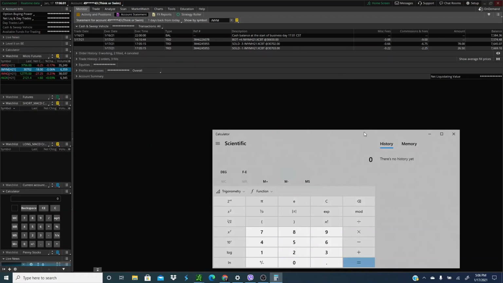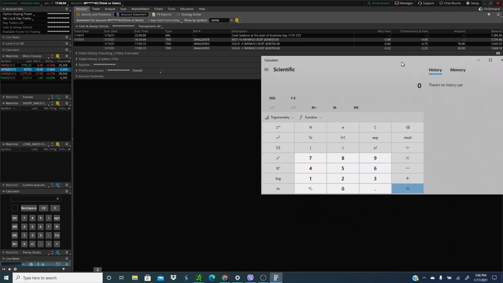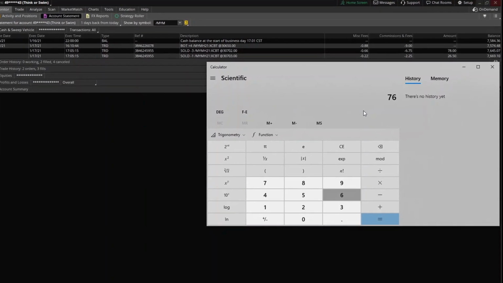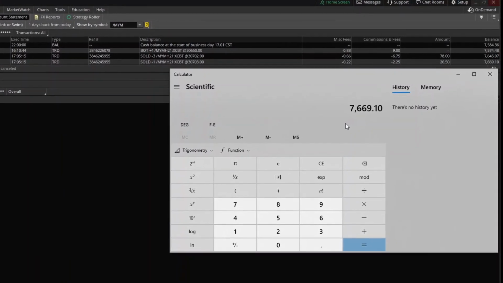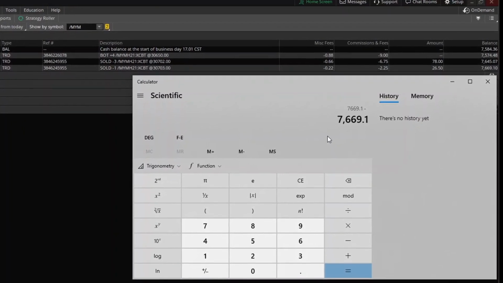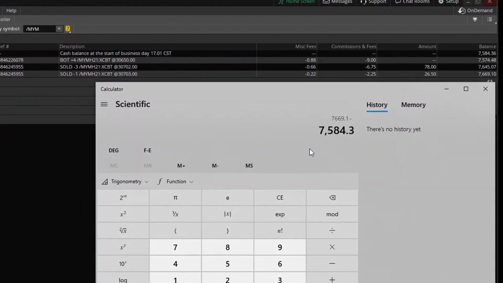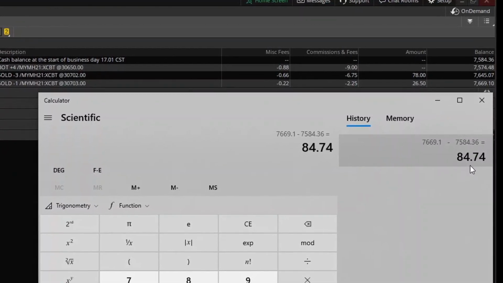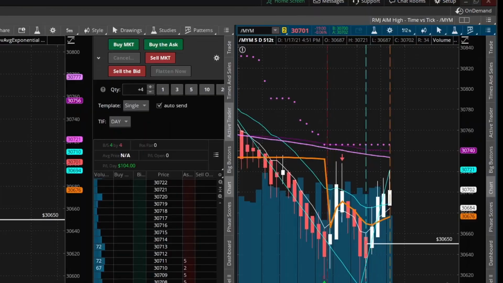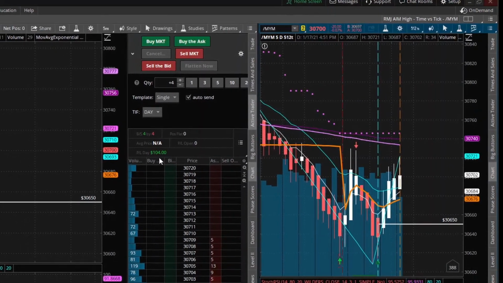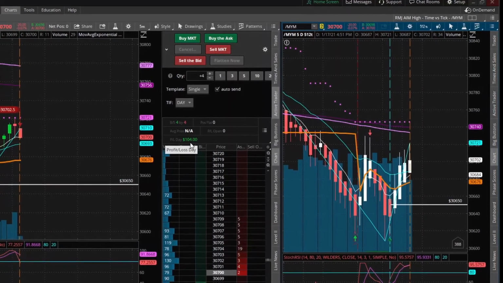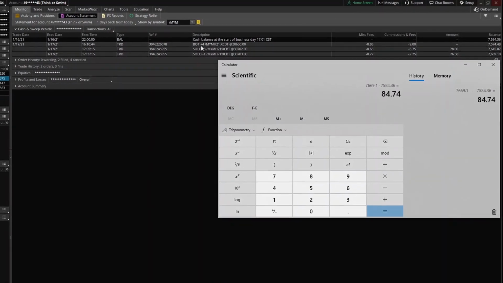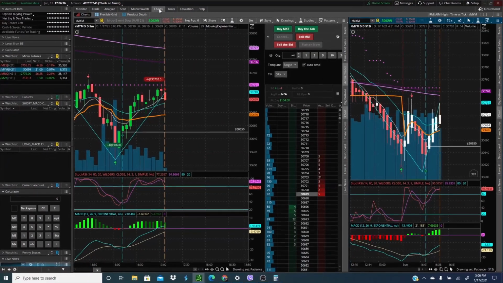Bring out the calculator. So what we ended with is $7,669.10. We subtract what we started with, which is $7,584.36. So that trade itself netted us $84.74. So gross profit, it will show you there that our gross was 104, but due to the fees and commissions, that brings our net profit to basically $84.74.